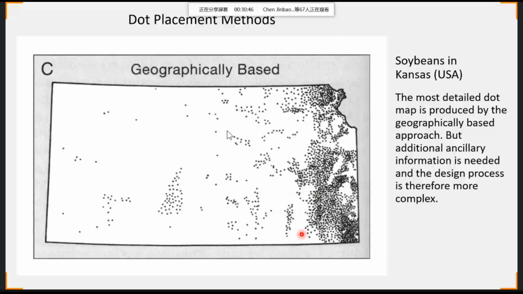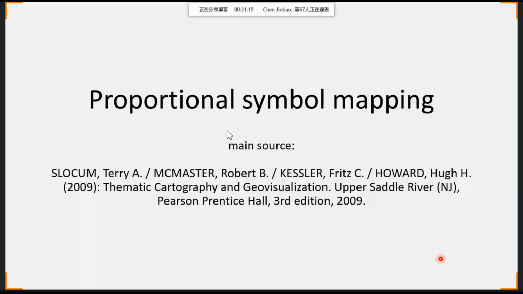What's missing here is the legend. So there is no information about how many soybeans are represented by one dot. This information is not there. But I guess, or I hope, you have an impression of what is meant here with dot mapping and with these three methods of how to distribute the dots on the map. Then let's move on to the next mapping method.